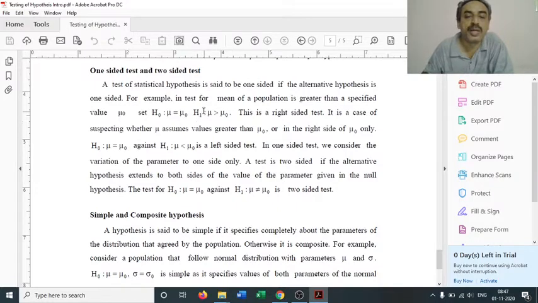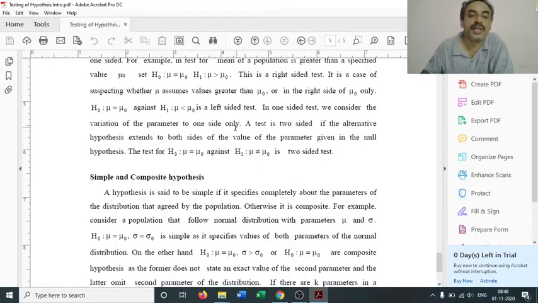Here we consider only one side of the parameter, that is mu 0 and above. We don't suspect that this population mean will go below mu 0. We only suspect that it is greater than mu 0. That is to one side only. That is why we say this is a one-sided test. It is also a right-sided test, because mu greater than mu 0 means the values of the parameter mu are on the right side of mu 0, that is of H0, in H1. That is, H1: mu greater than mu 0 is a right-sided test.